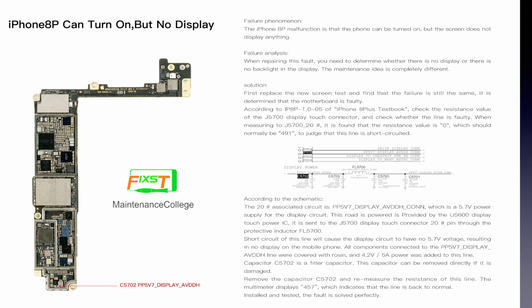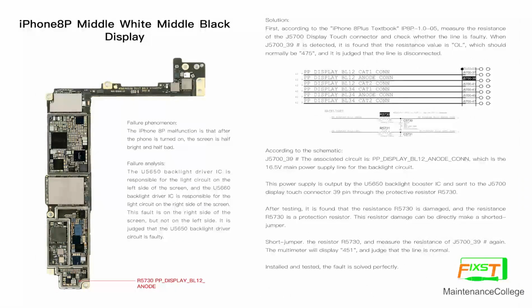So we found the capacitor C5702. This capacitor is the failed capacitor. It can be removed directly if it has a problem. After we remove this capacitor and check again, the resistance becomes normal. So we install the phone and test again. This problem is solved. Okay, we go to the next case.